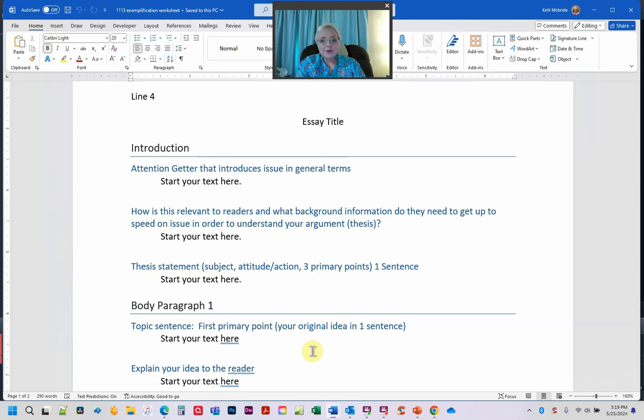And then I'm going to end my introduction always with one sentence. That is my thesis. Remember, it has to have subject, attitude, and those 3 primary points. Again, it's one sentence only. So that's it. The structure of the introduction is a triangle that's on its point, because we start broad and we narrow to the point.